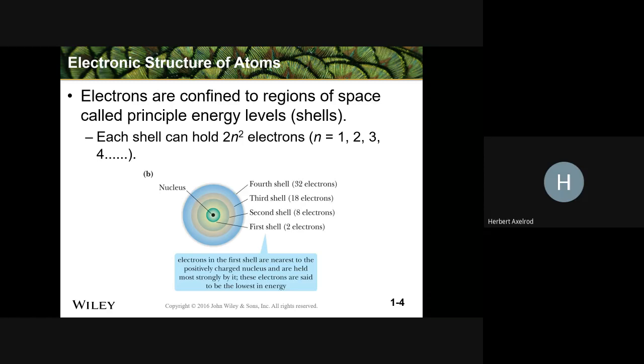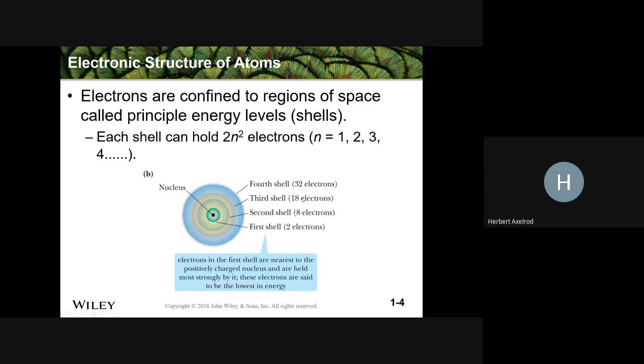The other important point is that electrons in the lower energy levels, or the n equals 1 level, I should say the electrons in the n equals 1 level have a lower energy than, say, the n equals 2 level, and the n equals 2 level has lower energy than the n equals 3 level. And not only that, but the electrons in the n equals 1 level are closer to the nucleus than those electrons in the higher energy levels.